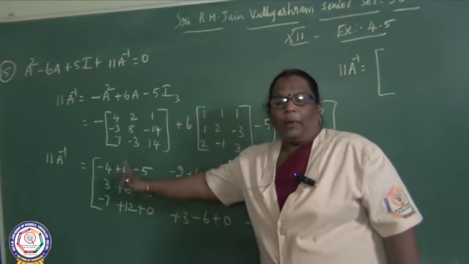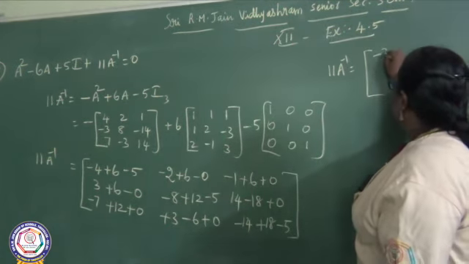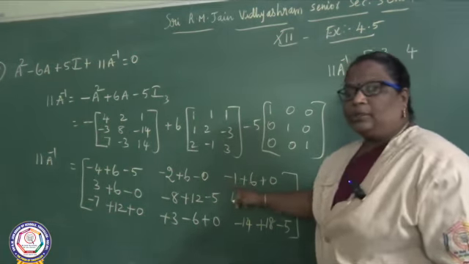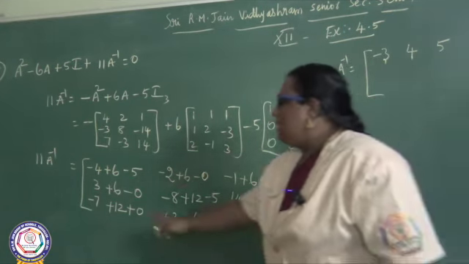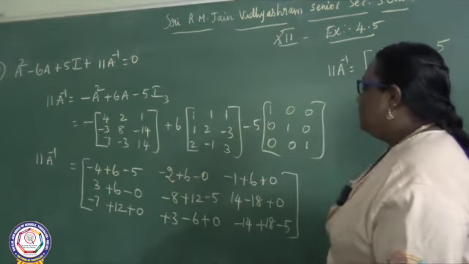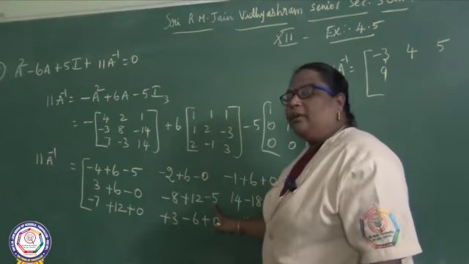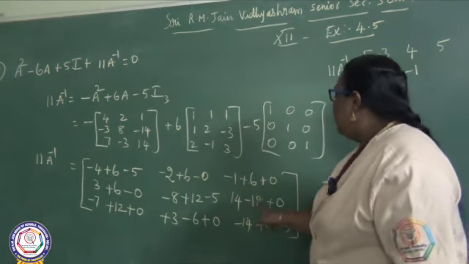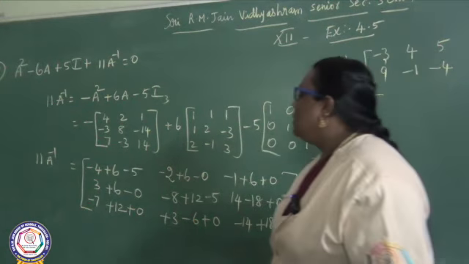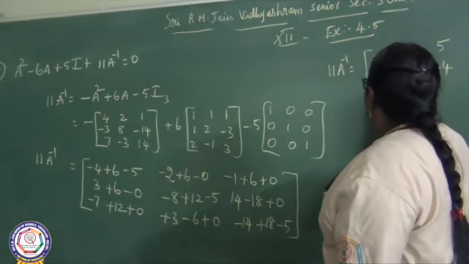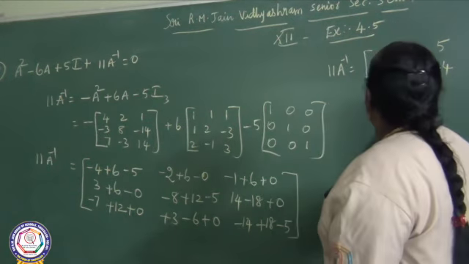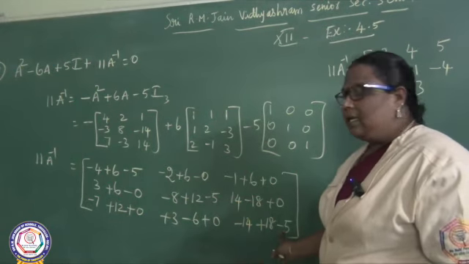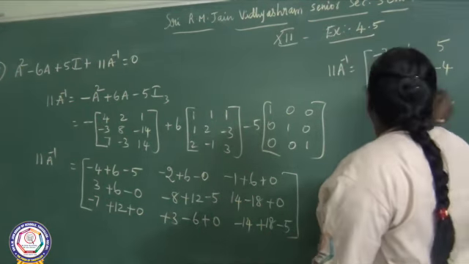minus 4 minus 5, minus 9. Minus 9 plus 6, minus 3. 6 minus 2, 4. 6 minus 1, 5. 3 plus 6, 9. Minus 8 minus 5, minus 13. Minus 13 plus 12, minus 1. 14 minus 18, minus 4. 12 minus 7, 5. 3 minus 6, minus 3. See here, minus 14 minus 5, minus 19. Minus 19 plus 18, minus 1.